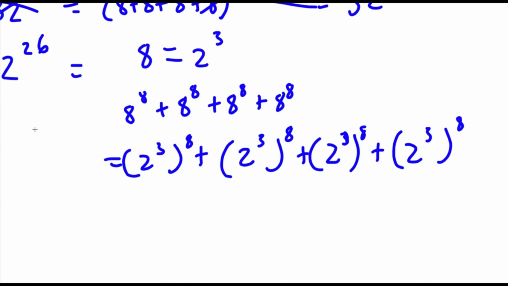Now, if I have something in the form a to the power of m to the power of n, this is equal to a to the power of m times n.